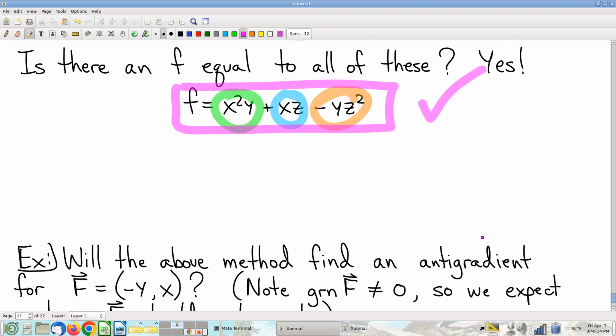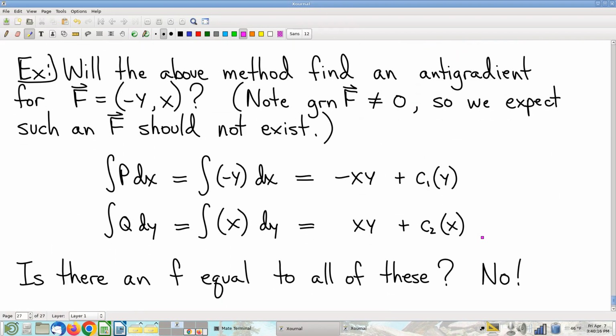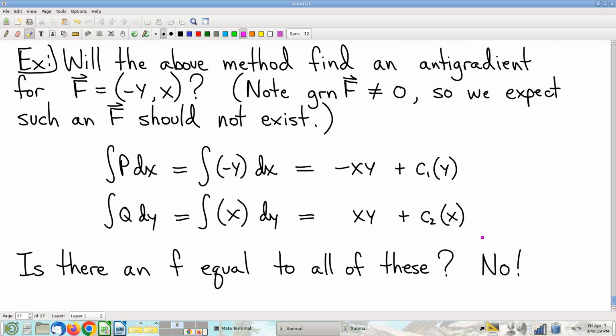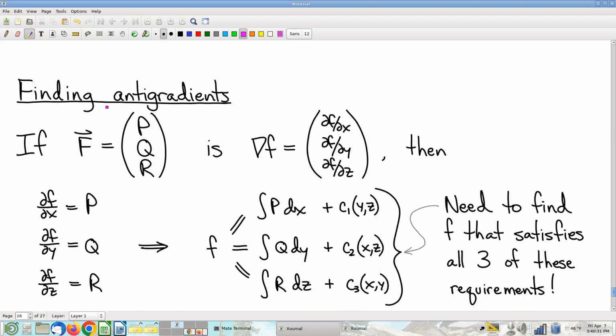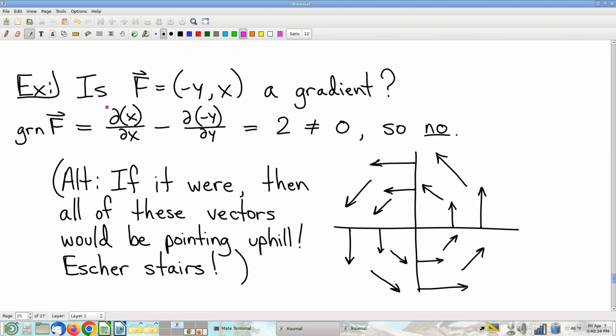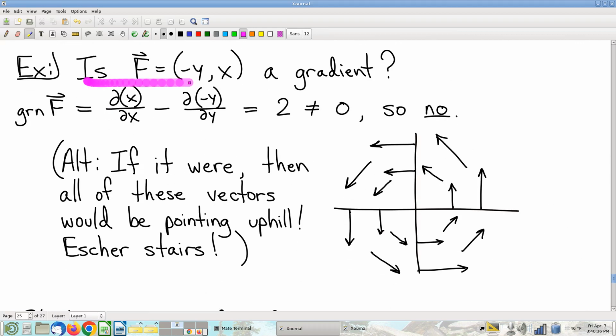Okay. Now, on the other hand, what if we lose? Sometimes we will lose this game. Sometimes we should lose this game. After all, there are some vector fields that are not gradients. You may recall this vector field right here. We talked about this one last time. Let me scroll back to it. This one here. We asked, is it a gradient? And we found out that no, it's not a gradient.